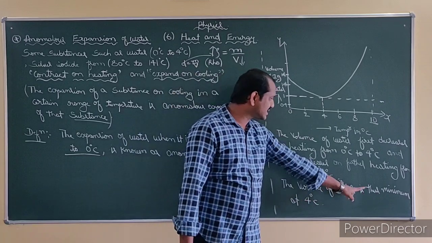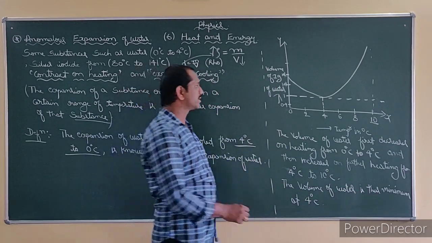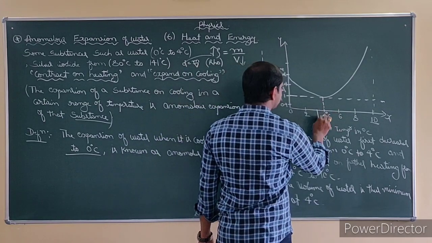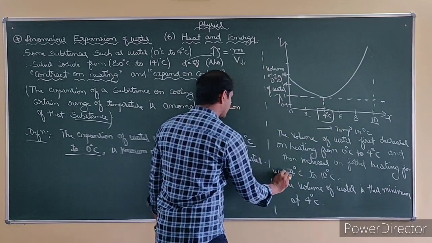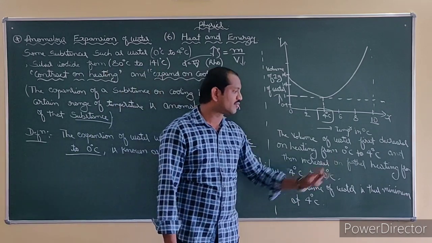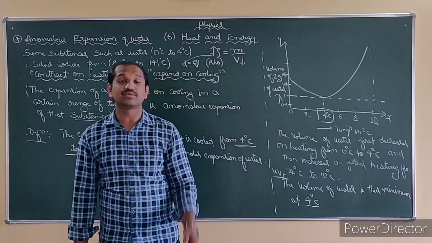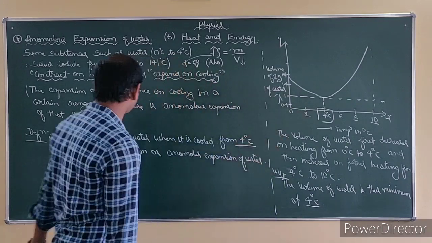The volume of water is minimum at what temperature? At 4 degrees Celsius. Remember, this is a very important question. They ask, at what temperature is the volume of water minimum? At 4 degrees Celsius. Now there is one more graph to plot in your textbook.